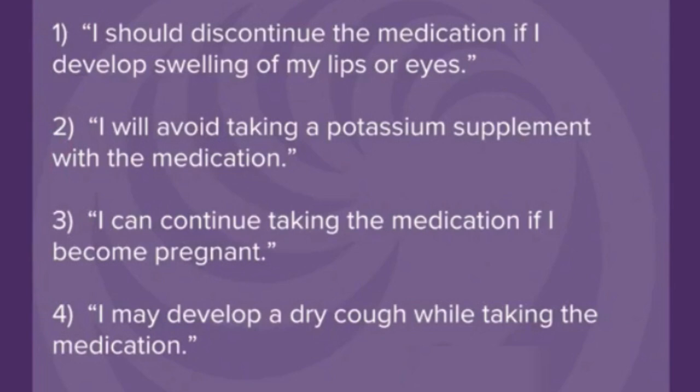Option 2 says, I will avoid taking a potassium supplement with the medication. This is going to be an incorrect option as well because it is a true statement. It doesn't require follow-up. We want to avoid potassium supplements or potassium-sparing diuretics. It increases the risk for hyperkalemia and cardiac dysrhythmias with ACE inhibitors. Option 3 says I can continue taking the medication if I become pregnant. This is going to be our correct option because it requires follow-up, okay? So Ramipril, ACE inhibitors, can cause renal dysfunction to the fetus in utero. It can pass through breast milk as well. So we will need some other medication to control our hypertension if we become pregnant.